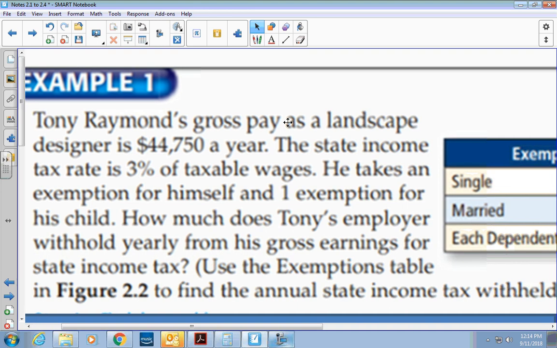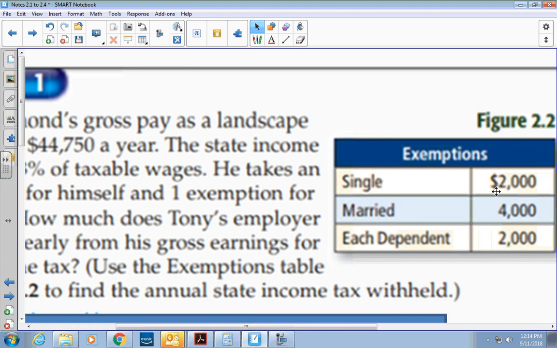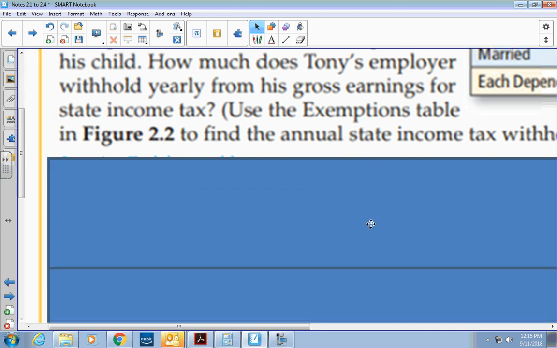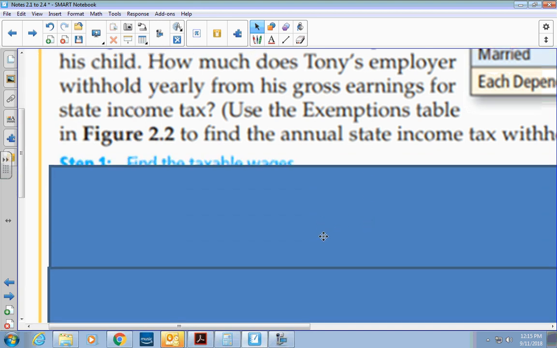He's a landscape designer. He makes $44,750 a year. The tax rate is 3%. He takes an exemption for himself and one for his child. Since it didn't say he was married, we're going to assume he's taking a single exemption, which is $2,000. Then he gets another $2,000 for his child. We're going to find the annual state income tax.